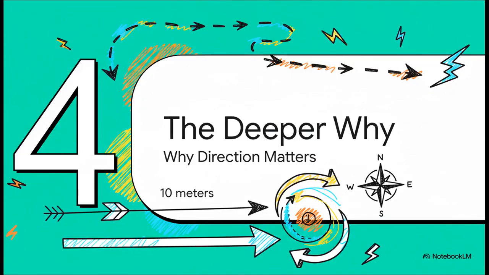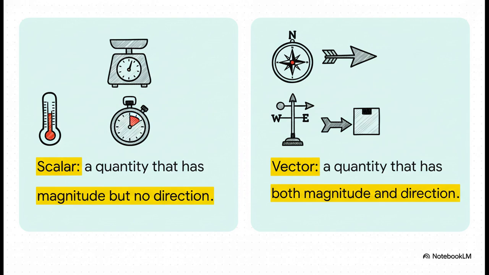So, how can this be? How can you travel 10 meters, but your displacement is 0? Well, the answer comes down to one absolutely fundamental concept that separates these 2 ideas: the importance of direction. This brings us to 2 of the most important categories in all of physics: scalars and vectors. A scalar is pretty simple. It's just a quantity that has a size, what we call a magnitude. Think about things like temperature or maybe your own height. A vector, on the other hand, is special. It has both a magnitude and a direction, things like force, or, as we just discovered, displacement.